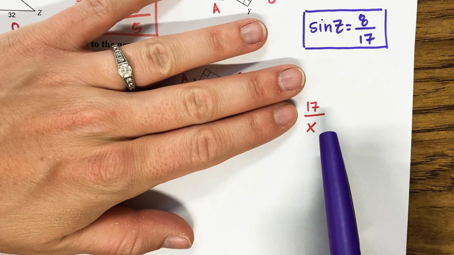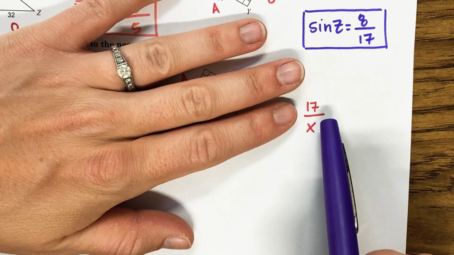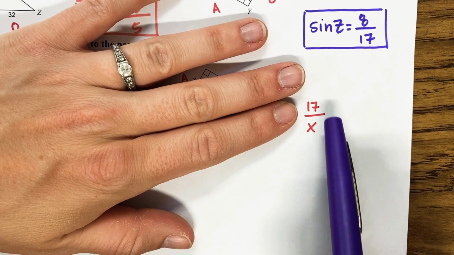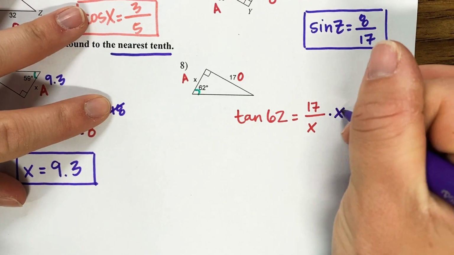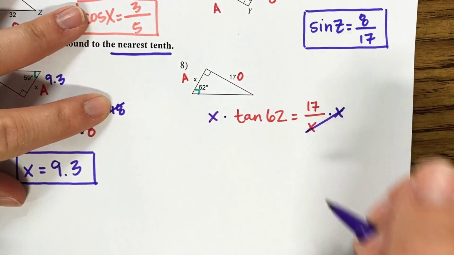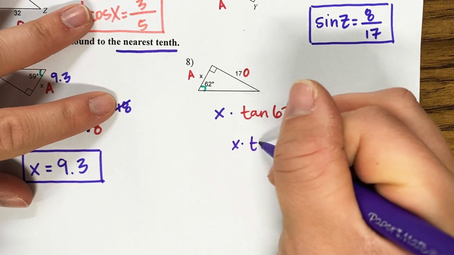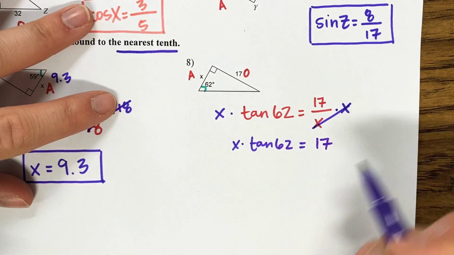If our x is ever on the bottom, we need to get it off the bottom because we can't solve for it on the bottom. So how do we do that? What's the opposite of divide by x? We times by x. Now what we have is x times tangent of 62 equals 17 is left over there.